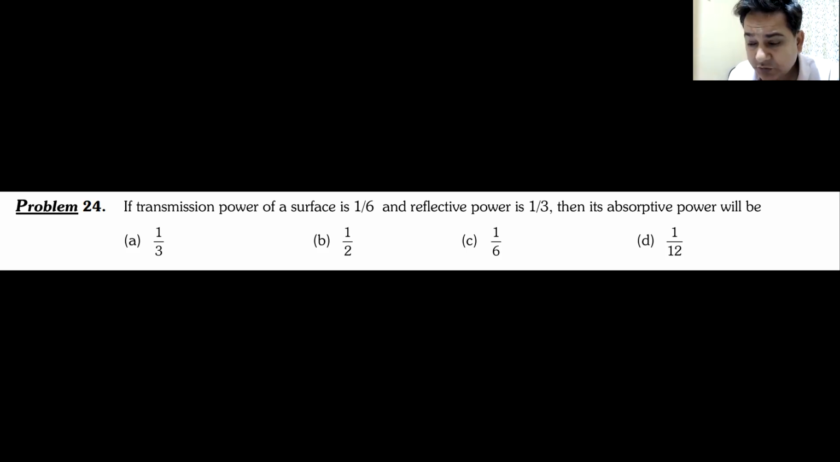Yes, so how do you do this? 1 by 2, sir. It's very simple now. How to do this? Shall I tell you? 1 by 6 is the transmittive power, or T. 1 by 3 is the reflective power, or R. A plus R plus T has to be equal to 1. So absorptive power will be 1 minus 1 by 6 minus 1 by 3. Whatever you get is your answer. I think you get 1 by 2, right? Chalo then. We are done with this.